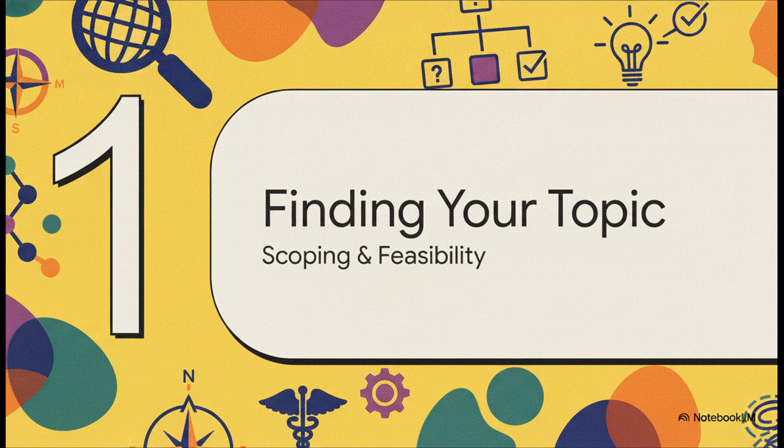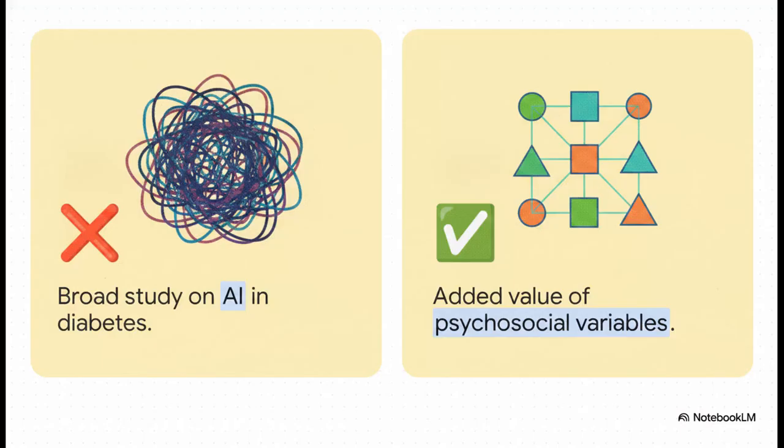All right, let's dive right into phase 1, finding your unique topic, focusing on scoping and feasibility. Now, you absolutely cannot just duplicate existing work, and you definitely shouldn't bite off more than you can chew. Take a broad topic like AI and diabetes. Sounds impressive, right? But honestly, it's a trap. It is way too broad. Instead, compare that against evaluating the added value of psychosocial variables on top of standard lifestyle data. See the difference? That second one is highly specific. It's a grounded, feasible topic that zeroes in on a real, actual research gap.